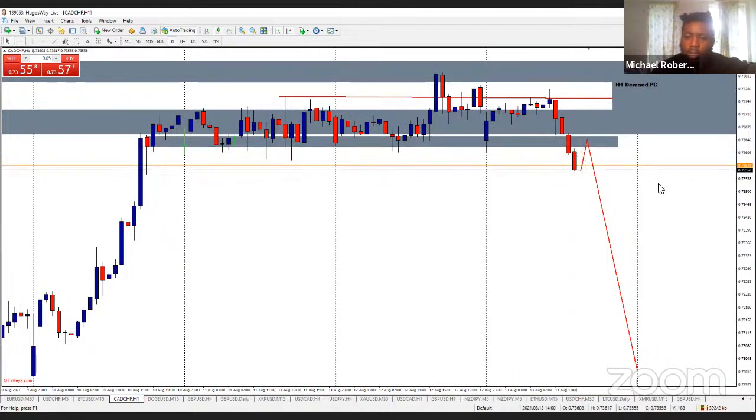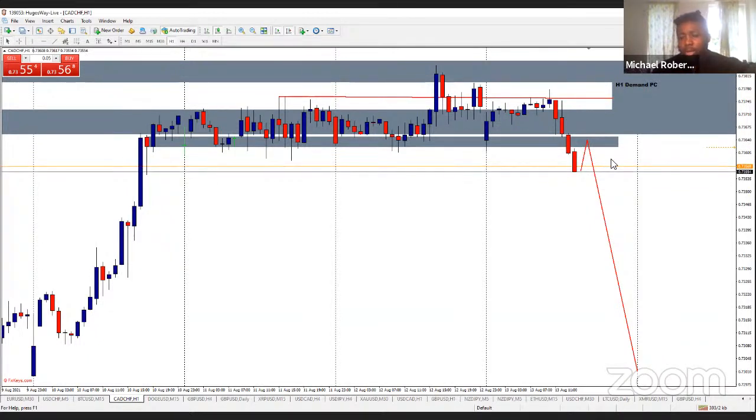But I'll just set an alarm right here. Now, usually I try to stick to one pair and just maximize on that. But I really want to be in CAD CHF because I do like the price action that it is displaying a lot. I think it's a very beautiful pair. It's very technically beautiful, and there's a lot of pips to be made on here.